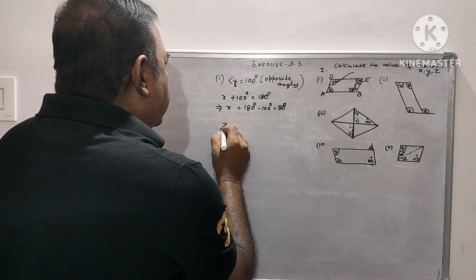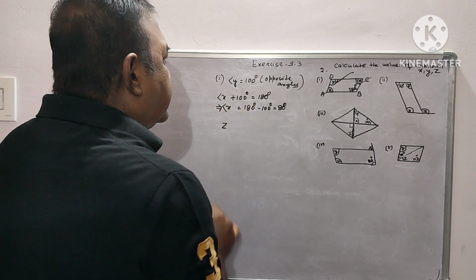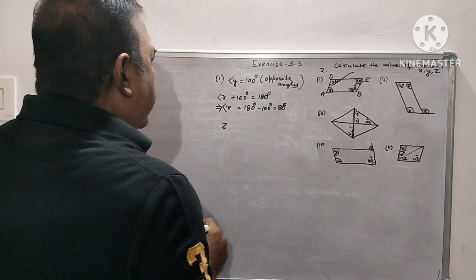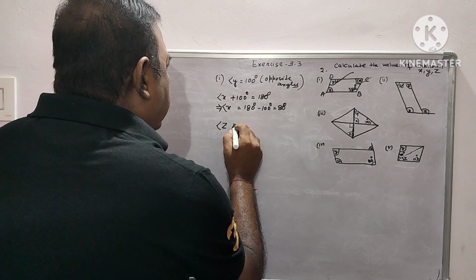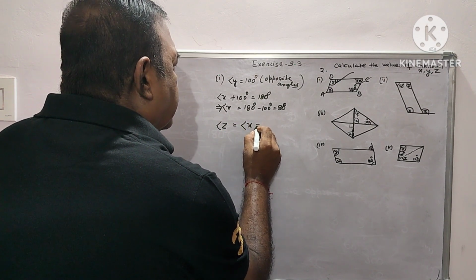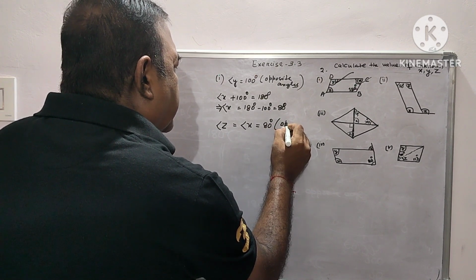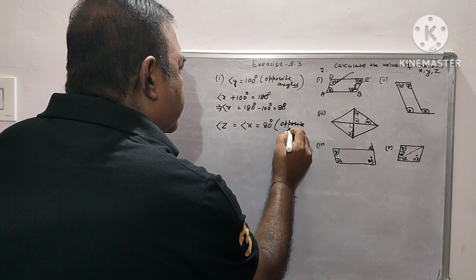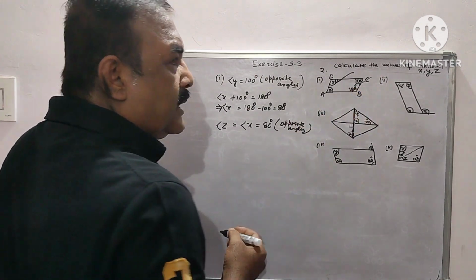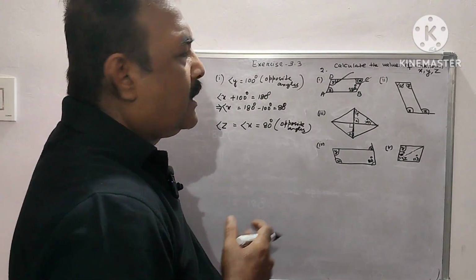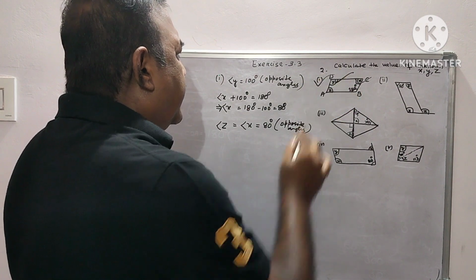And you see, what is angle z? Angle z is equal to angle x. Already we have known it, 80 degree. So this is due to opposite angles. You may see here angle x and angle z both are opposite angles in a parallelogram, so they are of equal measure. So like this we could solve question number 2, part I.